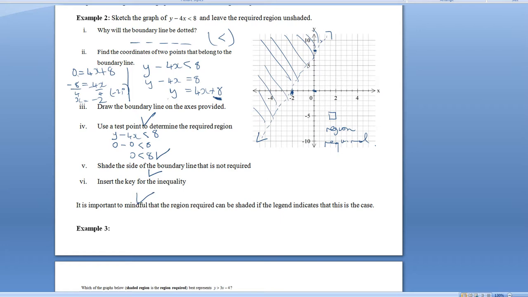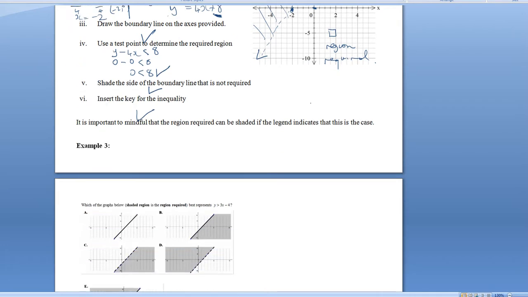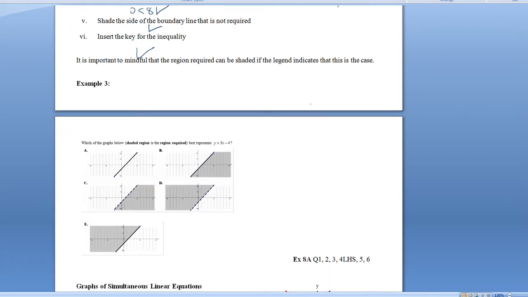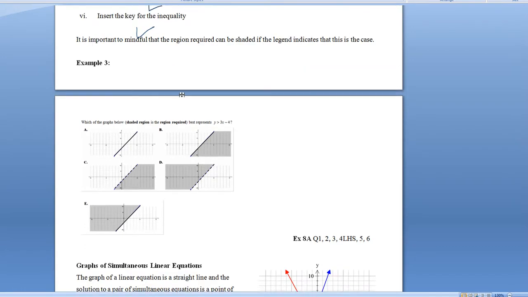It's important to be mindful that the region required can be shaded if the legend indicates that this is the case. VCAA often do this in questions, and I'll explain why they do it and how we do it a little bit differently. It's a really easy thing to explain a bit later on. This is an example of a question that you might get. Which of the graphs below, shaded region is the region required, best represents y greater than 3x take 4?